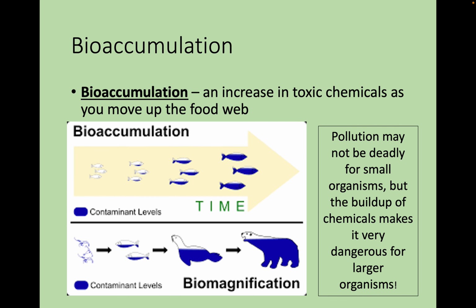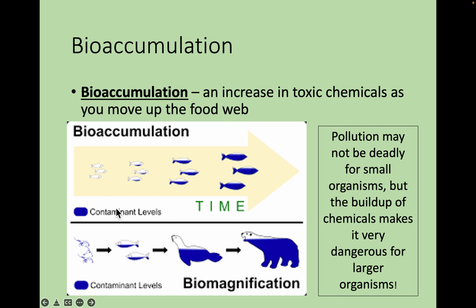Last part here, these are super short. This is something we're going to spend a lot of time talking about because it happens a lot. Bioaccumulation or biomagnification is an increase in toxic chemicals as you move up the food web or food chain. Let's say there's pollution in the water. Very itty bitty tiny things probably will get some pollution in them because they're so small.